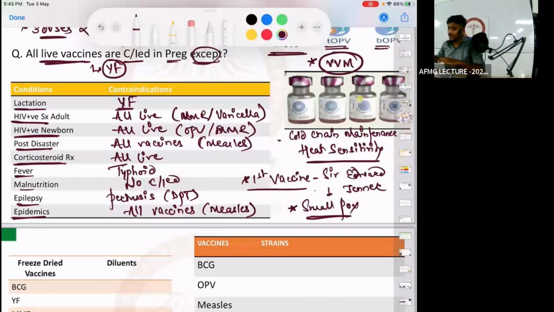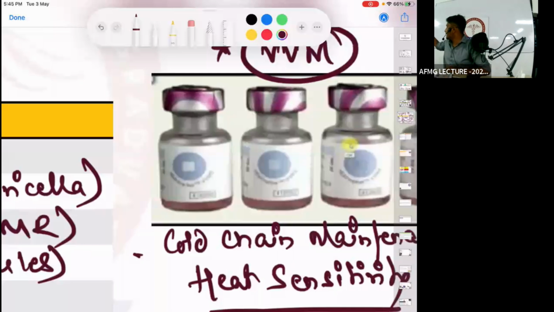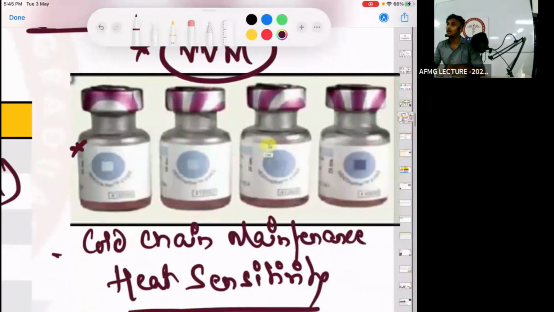So here you can see there is a tag. Over here it contains the inner lighter square and the outer darker circle. So this is your vaccine vial monitor. It gives you an indication if the vaccine can be used or should be discarded, because it will change color. The inner square will change the color.